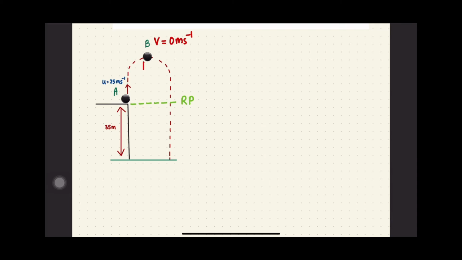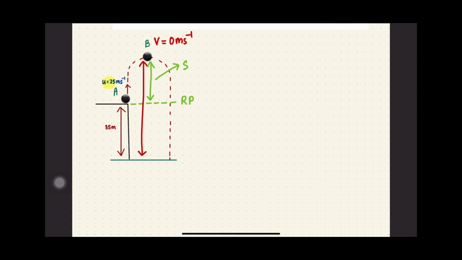Okay, so this one. But our formula can only calculate the value from the reference point until the maximum height. This is what we call SY, or we just call it S, the displacement for component Y. S is what we can calculate. So substitute in the formula.